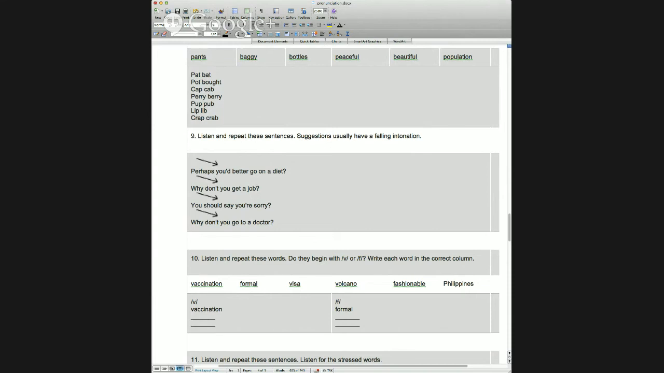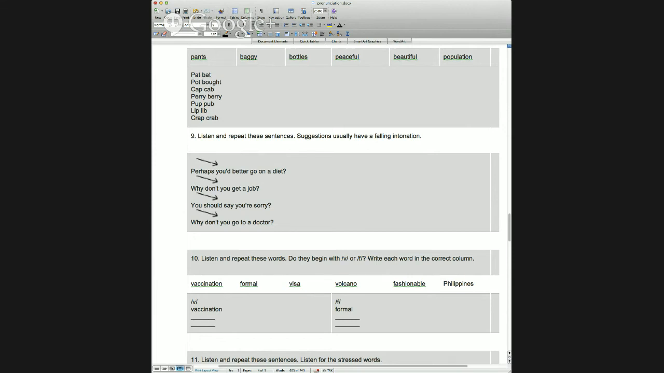Cap, cab. Cap. Cab. I heard cap, cap. Cap, cab. Good. Cap, cab. Cap. Cab. Good. Yeah, very good.